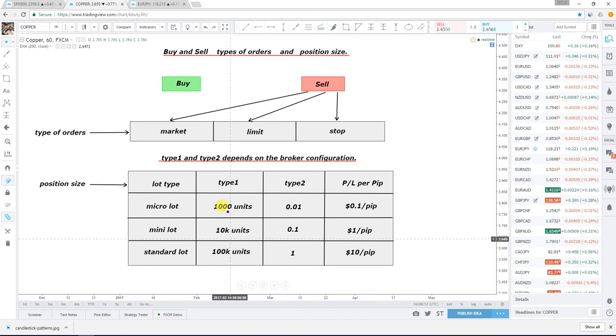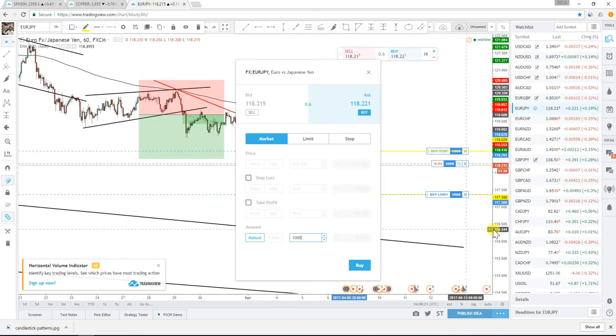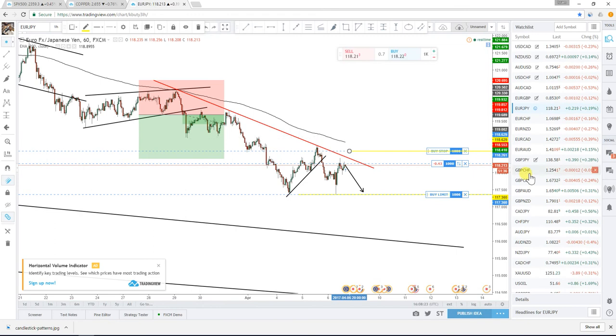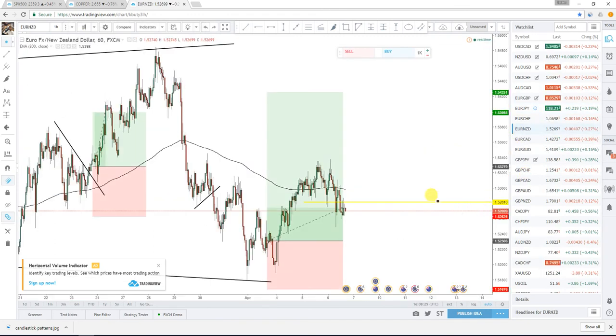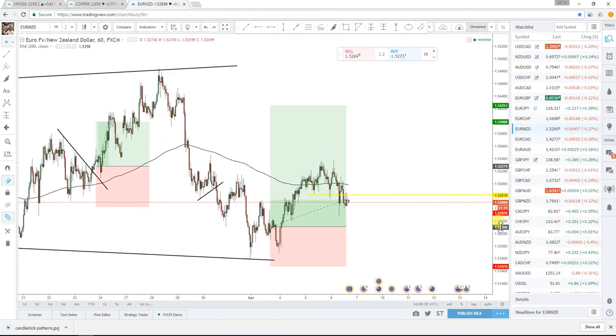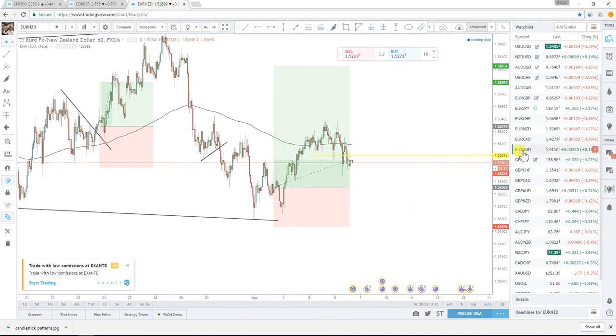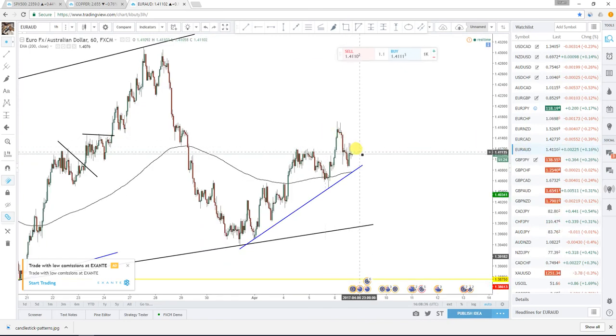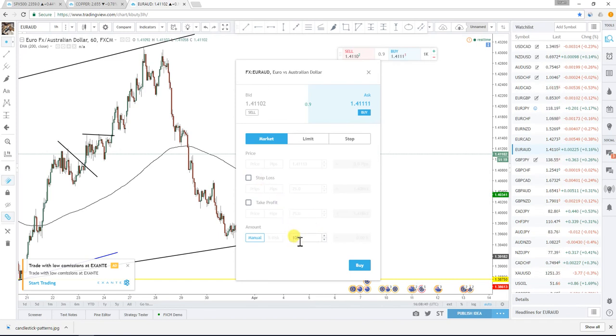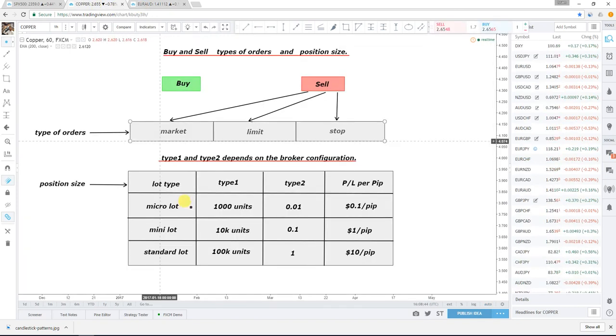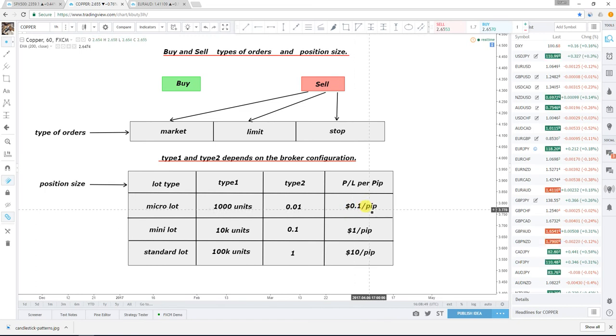To explain this, I will take an example here. I will pull up another chart, for example, Euro New Zealand. Let's say I'm on this position already. This is a live trade. I'm gonna choose another one. Let's say this one. I want to buy here. If I bought this much amount, like 1000, I will buy a micro lot, and I will win 0.1 for every pip.